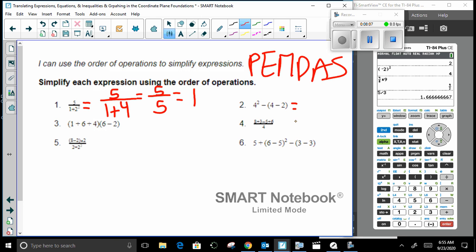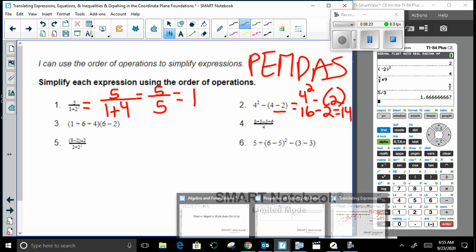What should I do first on number 2? Parentheses come first. So leave your 4 squared. 4 minus 2 is 2. Exponent comes next. 4 squared is 16. And then I'm just left with 16 minus 2, which is 14.